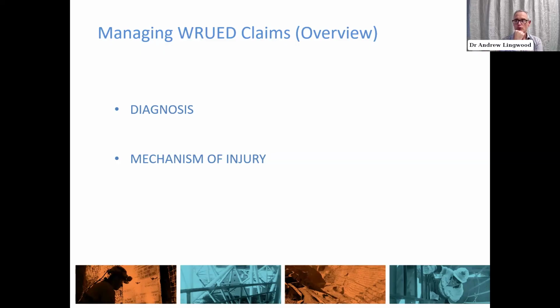What about the mechanism of injury? Essentially, this is how did it happen? Mechanism of injury is the fancy term for that. And as claims management professionals, you really want to get as much detail as possible. As doctors, you want to get as much detail as possible as well, because it gives you a clue as to what's likely to have gone on.